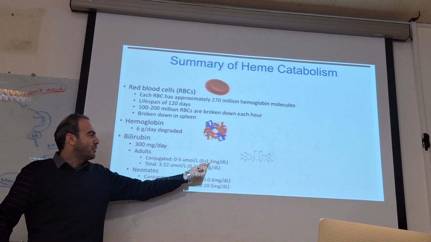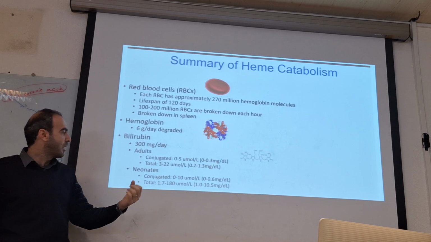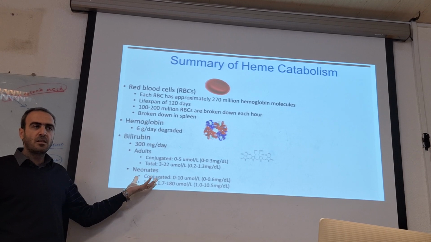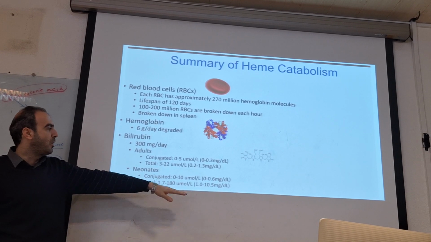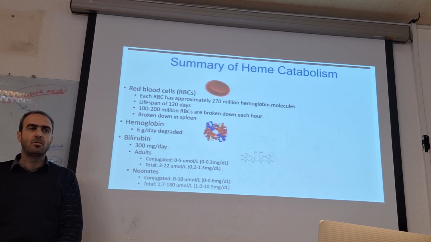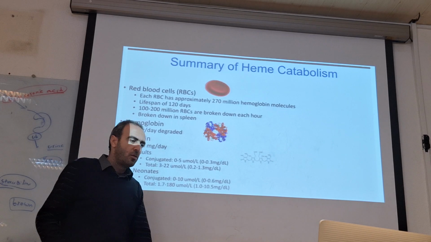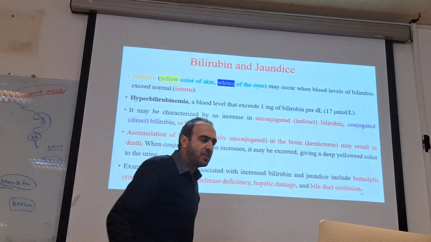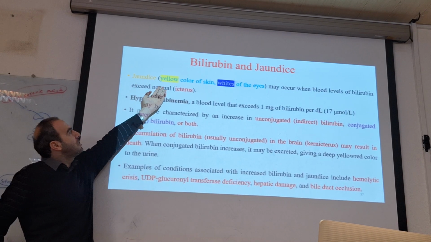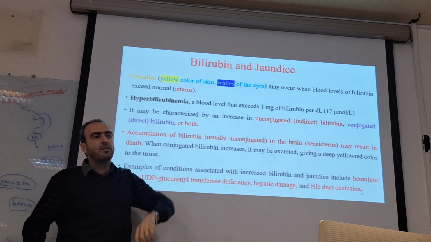Unconjugated is 0 to 0.3 and total about 1. But in neonates, bilirubin concentration is high, maybe up to 10 milligram per deciliter. So we have a disease known as jaundice. Jaundice is a yellow color of the skin, and the white of the eye is also yellow.